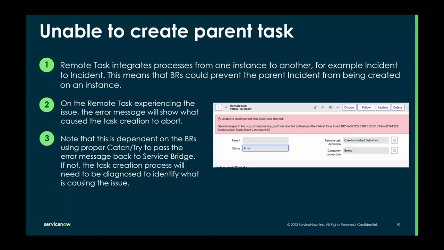into the remote task, ideally, where it's going to tell you what it is that caused the operation to be aborted. So if you have a business rule that stops it from being processed, then ideally within a remote task, you're going to be able to see that within an error message there. However, I'm going to put in the caveat on that, is that the way that this works is by proper coding, or best practice coding, within the business rules to have try and catch procedures, so that if there is an error, it's going to catch the error and pass that along.